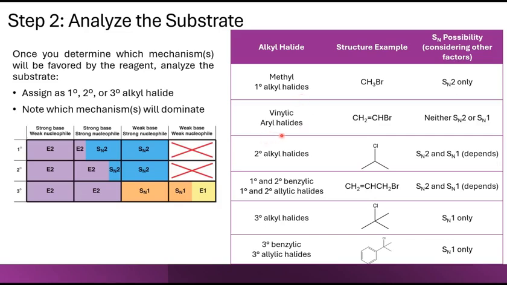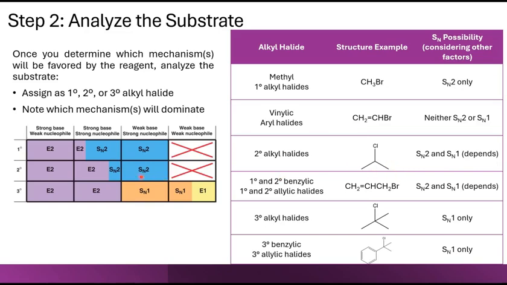Vinylic and aryl halides correspond to having the halogen directly on the sp2 hybridized carbon. When that happens, we're neither going to observe SN2 or SN1. Secondary halides, we can actually see SN2 or SN1. It really depends on what our reagent is and the solvent is.